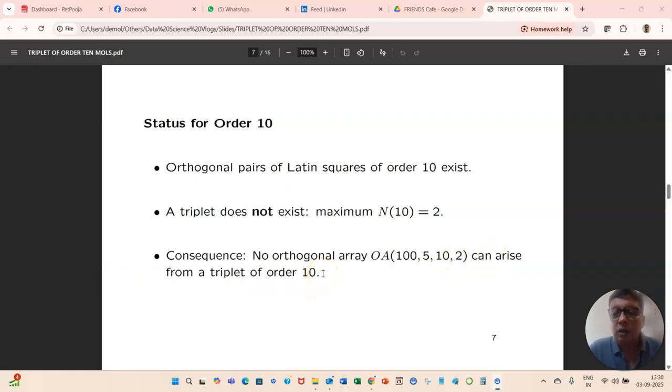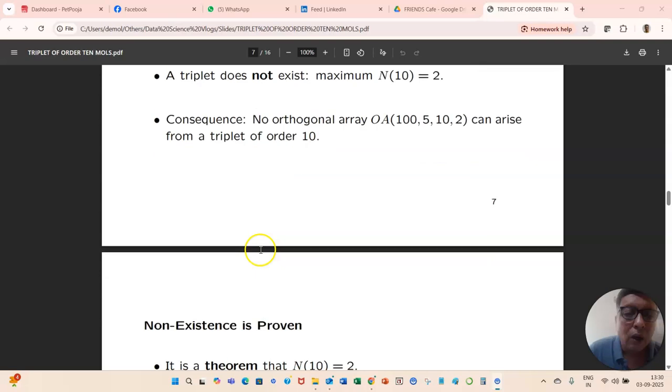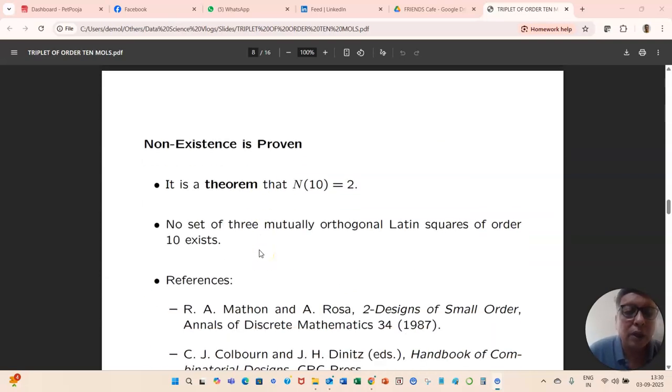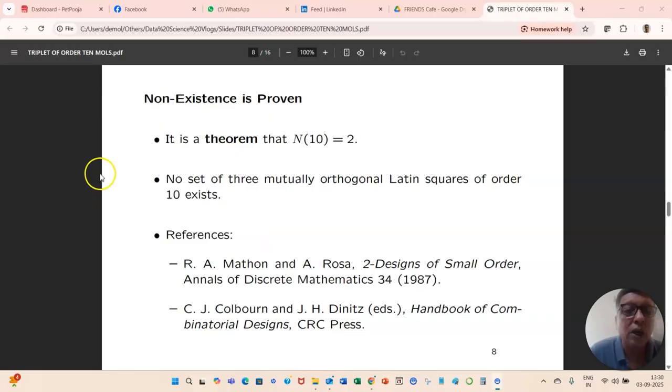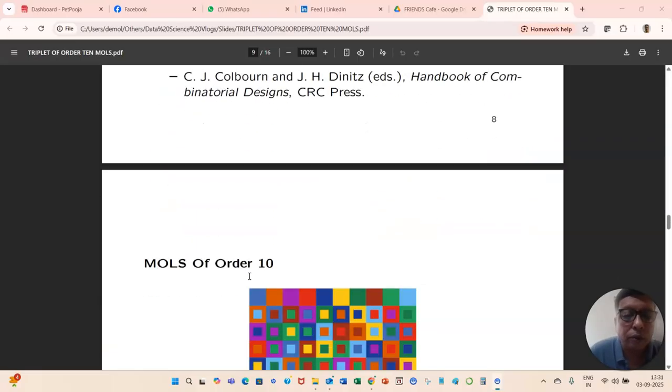But today when I gave the same search to ChatGPT, it says that whether a triplet exists or not is still an open problem. However, ChatGPT gave its support towards this statement. It refers to these papers: R. Mathon and A. Rosa, 2-Designs of Small Order, Annals of Discrete Mathematics, 1987, then C. J. Colbourn and J. H. Dinitz, Handbook of Combinatorial Designs. I don't have resource to check these papers, but I believe ChatGPT is wrong.